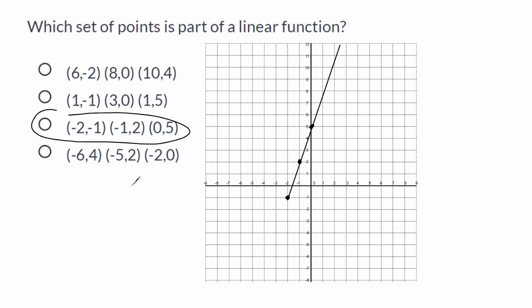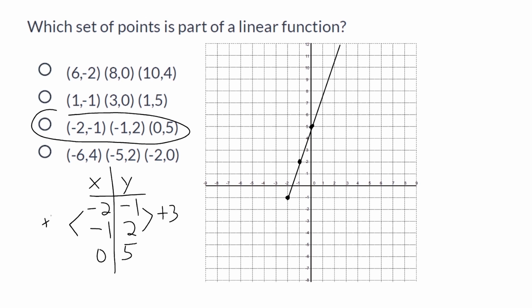Now, another way that we could have determined whether or not this is the right answer is by forming an XY table and putting these points into our table like this: negative 2, negative 1, negative 1, positive 2, and 0, 5. And then checking to see if we have a constant rate of change. If we go from this Y value to this Y value, the Y increased by 3, and the corresponding X values increase by 1. And from this Y to this Y, that is also an increase of 3, and from this X to this X, that is an increase of 1.